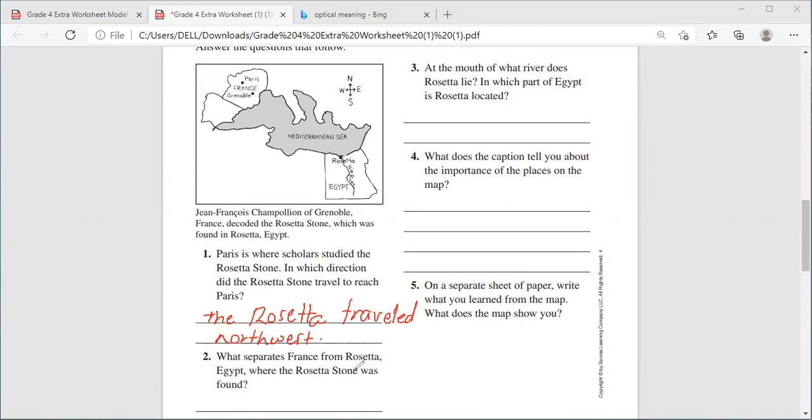What separates France from Rosetta, Egypt, where the stone was found? If you go back to the map, what separates France, which is here, and Egypt, which is here? There is a sea called the Mediterranean Sea in between them. So I'll come here and write the Mediterranean. Sorry, I need to capitalize this. Perhaps typing the answer would make it clearer.